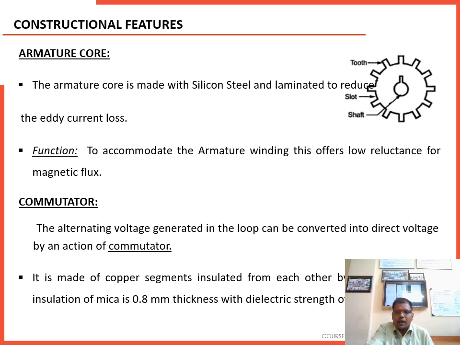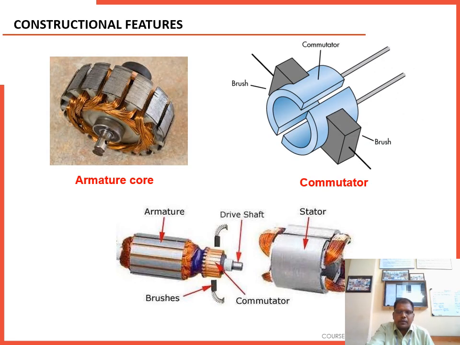Coming to the commutator, the alternating voltage in the loop is converted into direct voltage. That means the AC voltage is converted to DC voltage with the help of the commutator. That's the reason the commutator always acts as a rectifier. This commutator is made up of copper segments. This is the constructional feature. Here, practically, this is the armature core, the commutator. This one is the armature winding. Here, practically, these are the commutator and brushes.